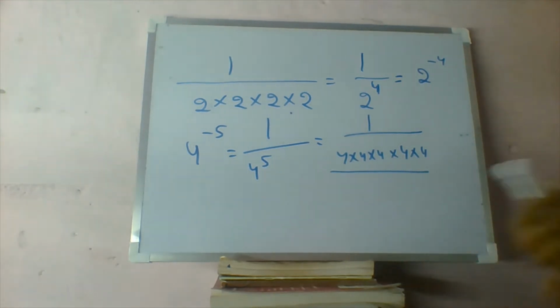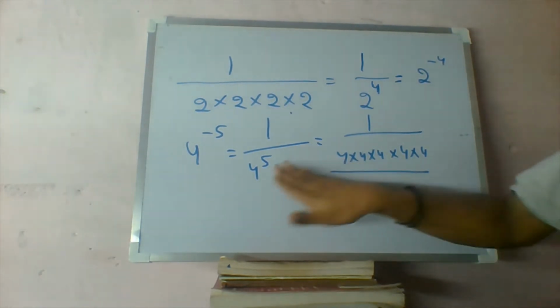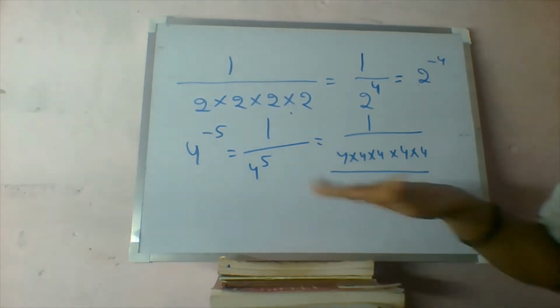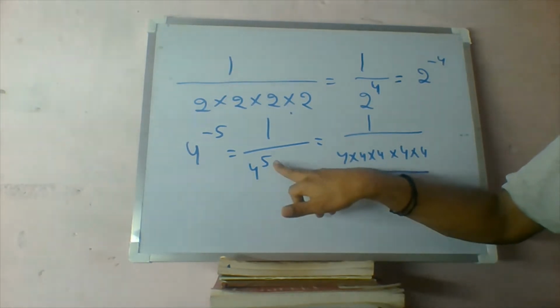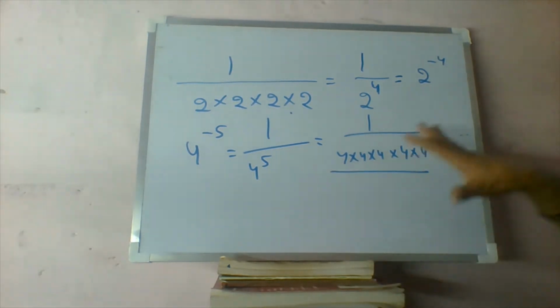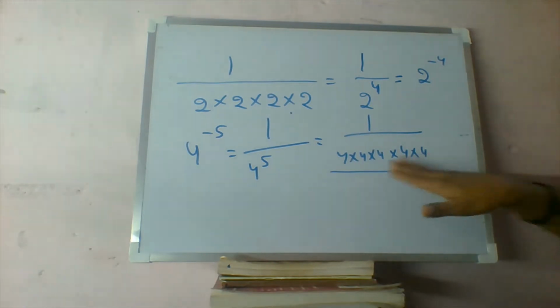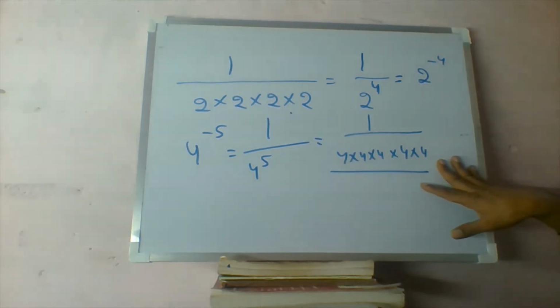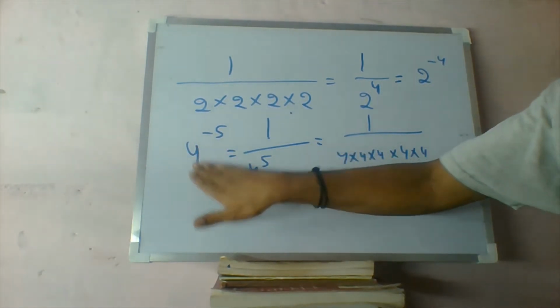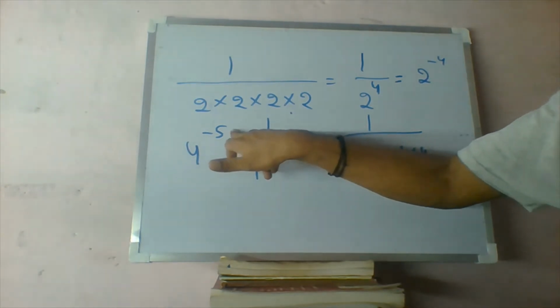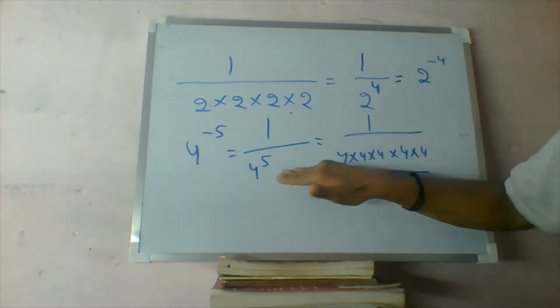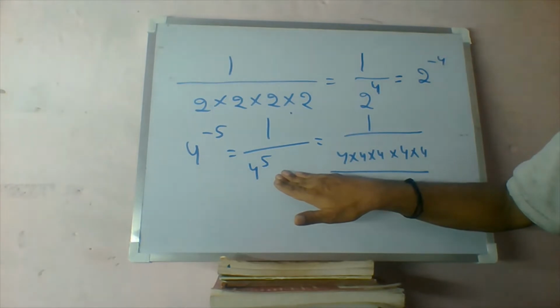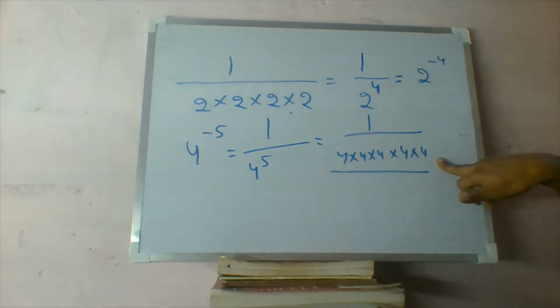I hope you won't be having any problem. But we have to keep in mind that it is a language. This language has a specific meaning. 4 raised to power 5 will always mean 5 fours. You have to take 5 fours and multiply them. Now, when 4 raised to power minus 5, that is in denominator, you have to take 5 fours and multiply.